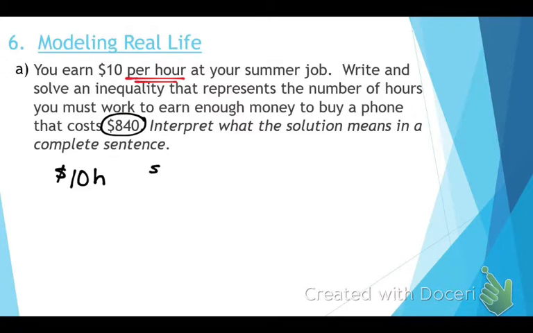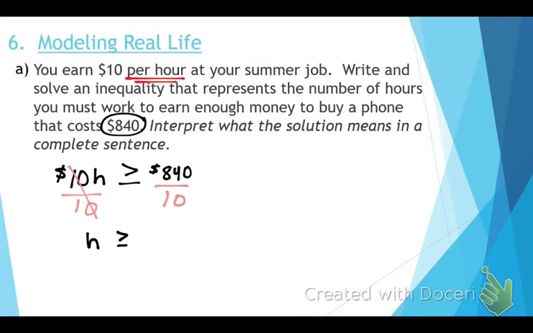Next up, how much money are you trying to earn? $840. That's our goal, to get to $840. If you earn exactly $840, could you buy that phone? Yes, so we know it's going to be equal to. If you earned less than $840, could you buy it? No. So what does the symbol have to be? Greater than or equal to. Anson, how do I get H by itself? Divide by 10 on both sides. All right, this cancels out, and I'm left with H is greater than or equal to.